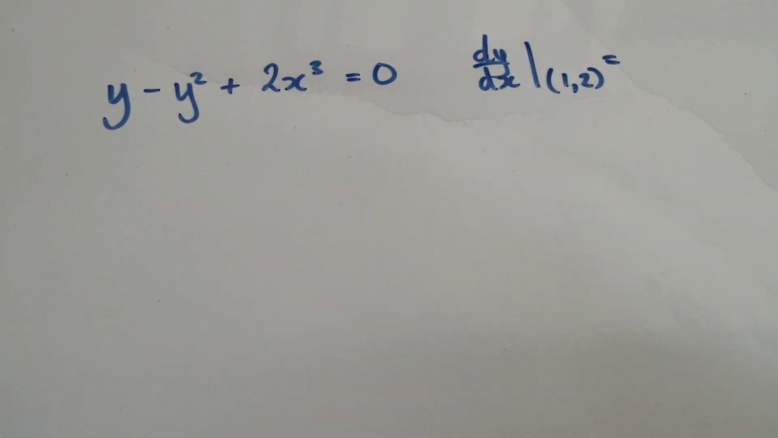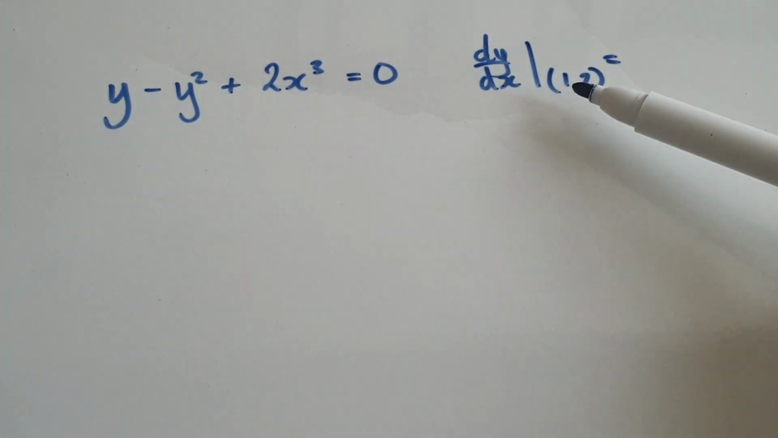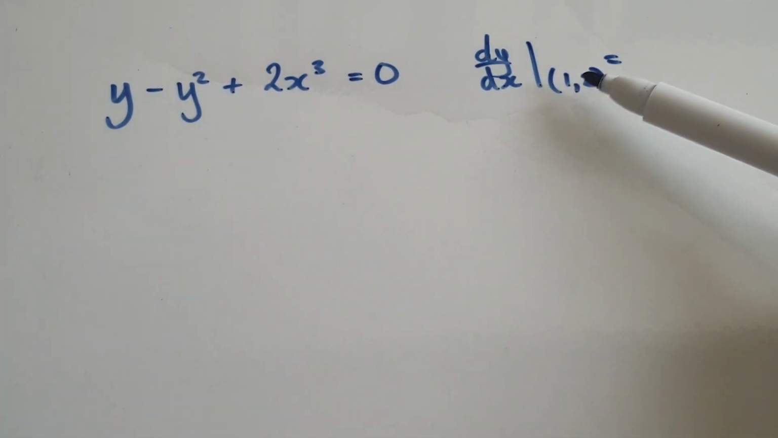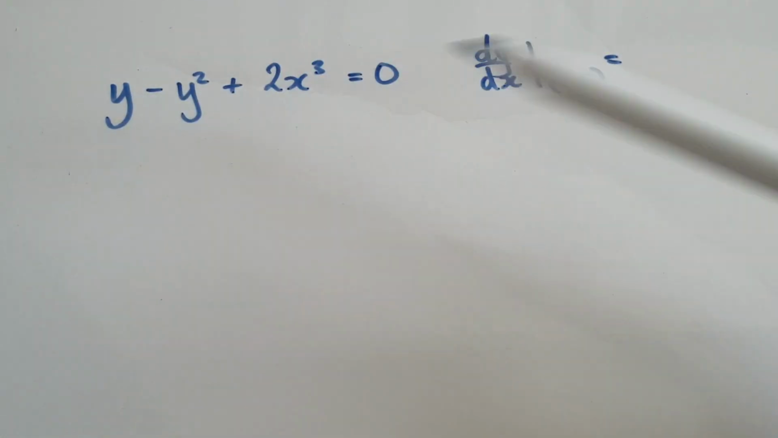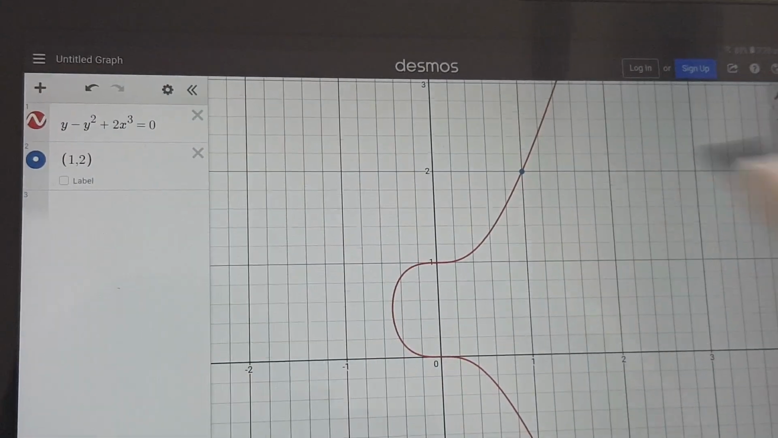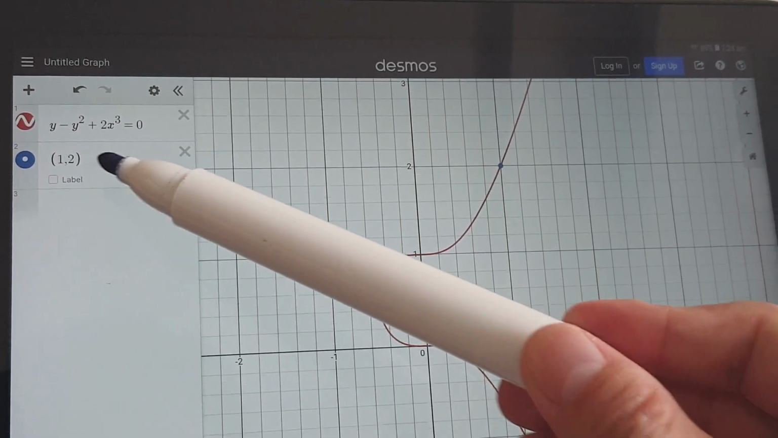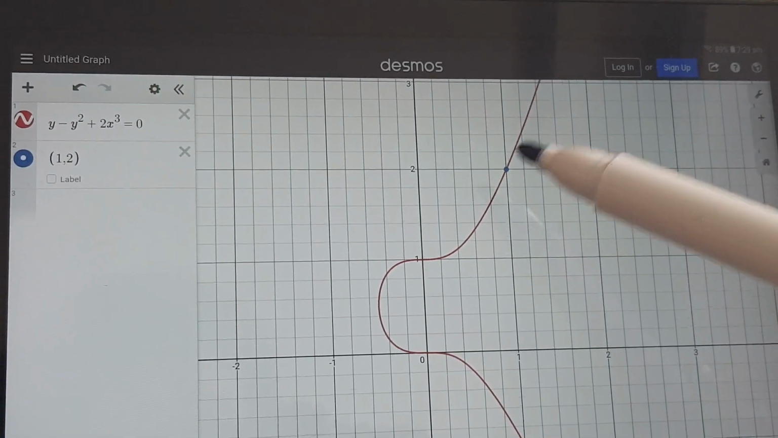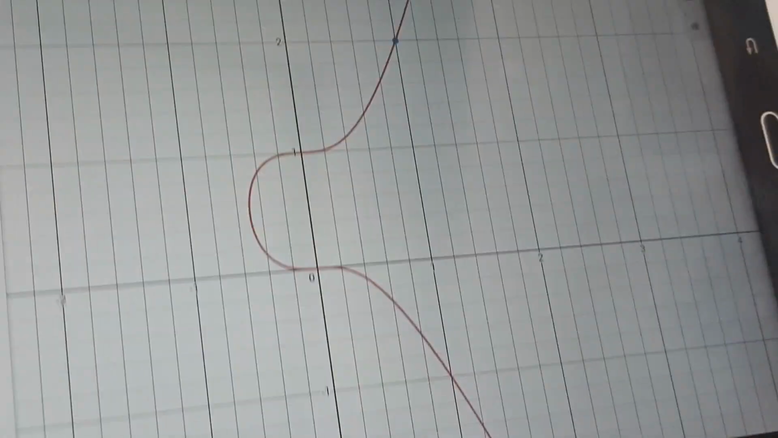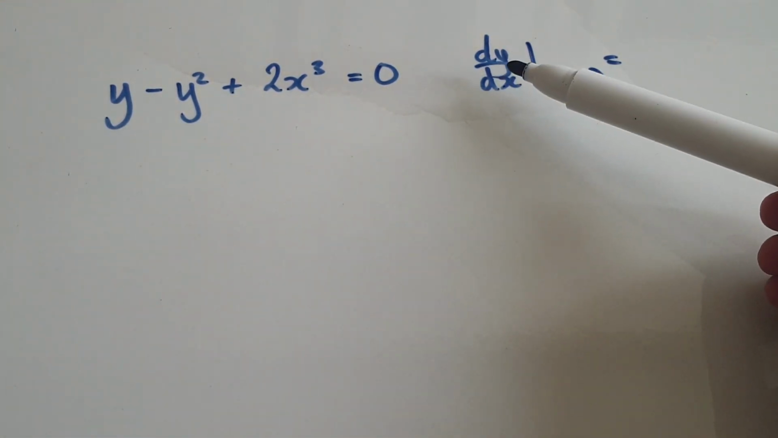In this video, we're going to try and find dy by dx of this equation evaluated at x equals 1 and y equals 2. So what that means is if you punch this into desmos.com, you would get this graph. So punch in the equation, and then at 1, 2, which is that blue dot there, we've got to work out the gradient at that dot. So to do this, you would try and find dy by dx.